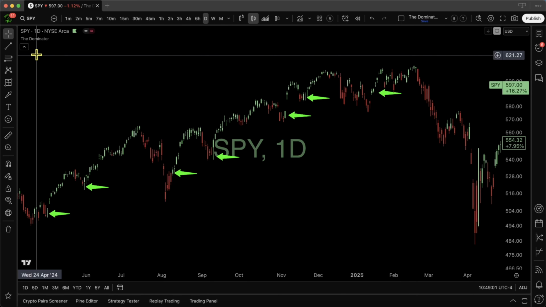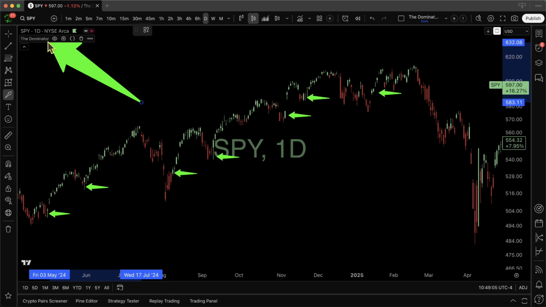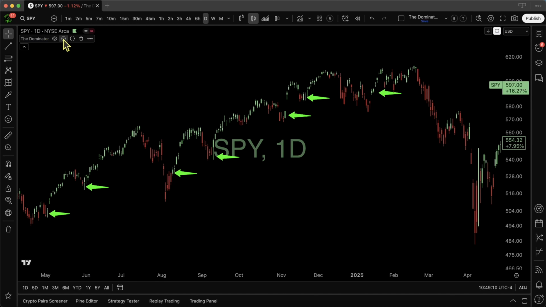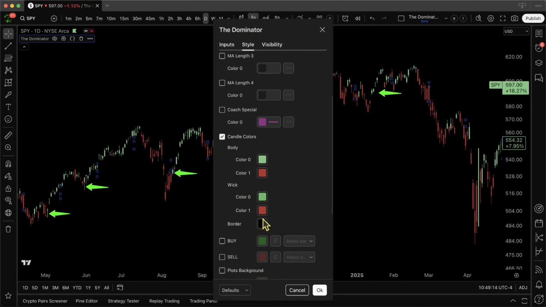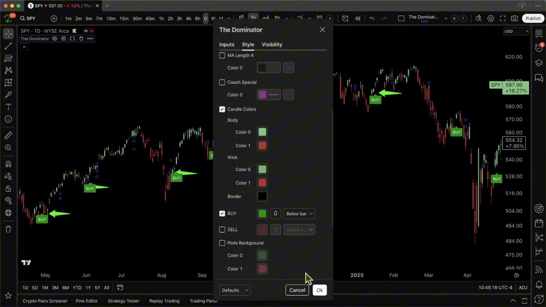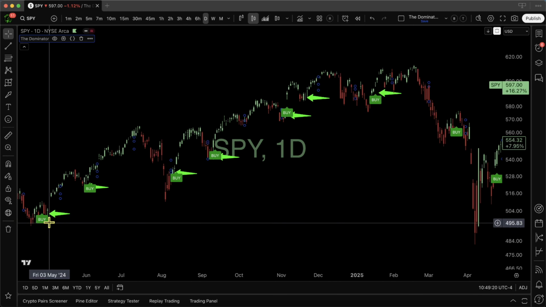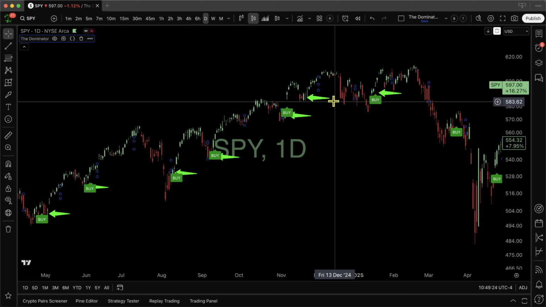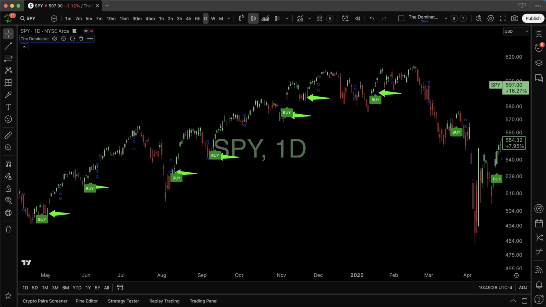Now, you must be asking, what's the name of this indicator? Well, I'm glad you asked, guys. Look at that right there, the Dominator, okay? Now, I'm going to go into the settings of the Dominator, and I'm going to turn on a feature that's called buy. So look at how the buy signals go right hand in hand with the entries on the candles, guys. Okay. You can't beat that. Now, imagine if you didn't have it.